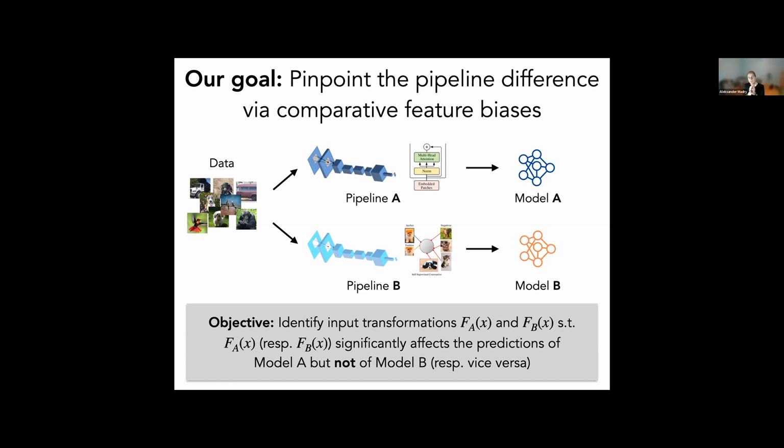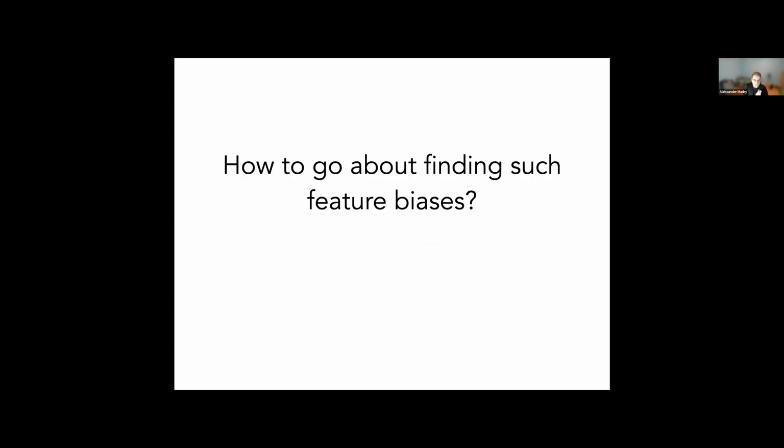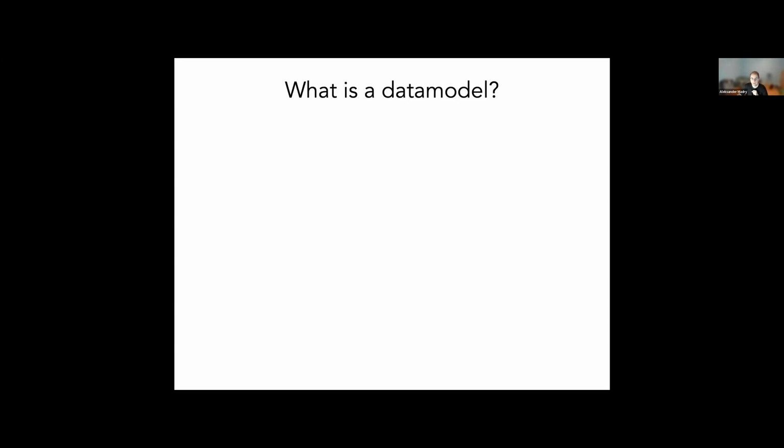So this is how we operationalize this goal of figuring out what kind of feature biases model A versus model B have as a result of the different choices of the pipeline. Okay, so that's the goal. Now the question is, how do we go about finding such feature biases? And here we actually leverage a recent development from our group called Datamodels. Let me talk very briefly about what datamodels are.